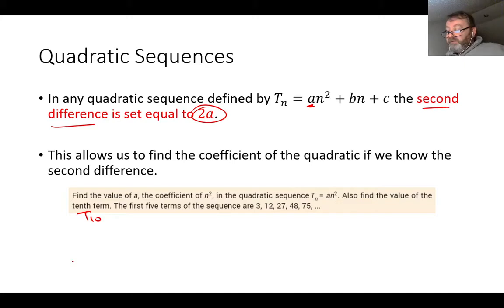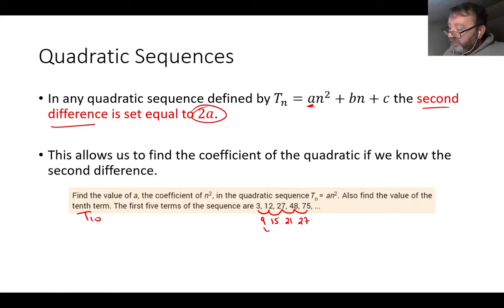The first 5 terms of the sequence are given. That's what we need in order to work out, first of all, is it quadratic? Now we're told it is quadratic, so it should have a constant second difference. Let's go to the first differences. 3 and 12, 9. 12 and 27 is 15. 27 and 48 gives me 21. And 48 and 75 is 27.